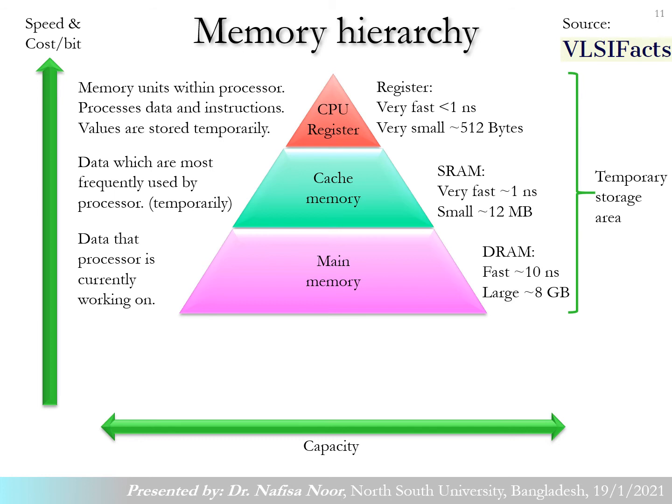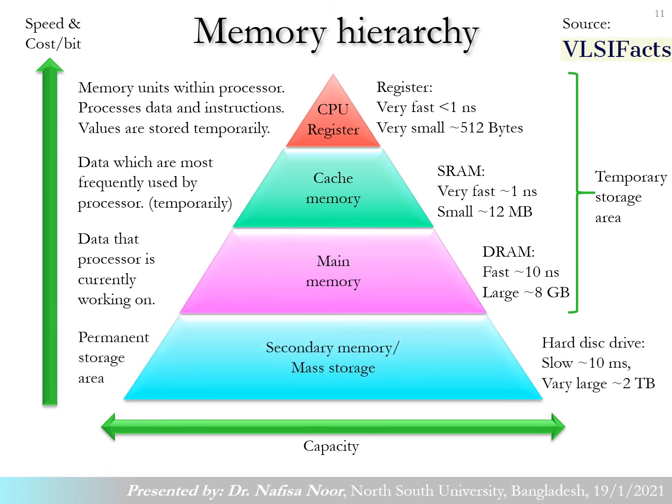Now, on the other side of the computer memory hierarchy, we have the permanent storage area. This is also called the secondary memory or the mass storage area. This type of memory is significantly low in cost and their speed is tremendously low. Here you can compare the speed of the other memories that are in the nanosecond range, whereas in this case, the traditional hard disk drive has only 10 milliseconds for the write latency, which is 6 orders of magnitude larger than the DRAM write latency.